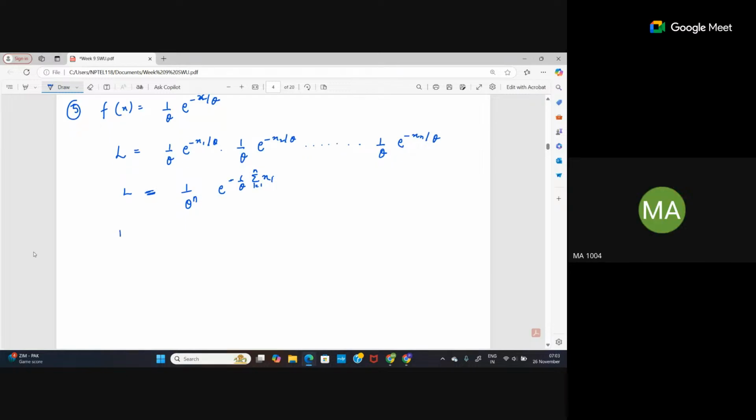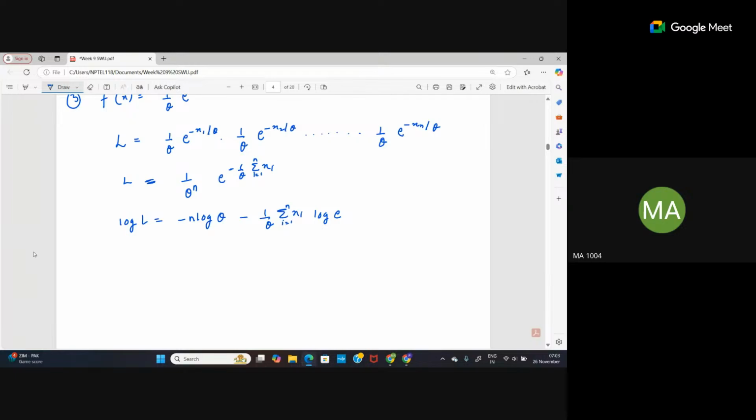Now we will take log of it. So log L will be equal to minus n log theta and minus 1 upon theta summation of xi, i going from 1 to n, and it will be log e. And log e to the base e will be equal to 1, right? So log L will be equal to minus n log theta minus 1 by theta summation of xi's.